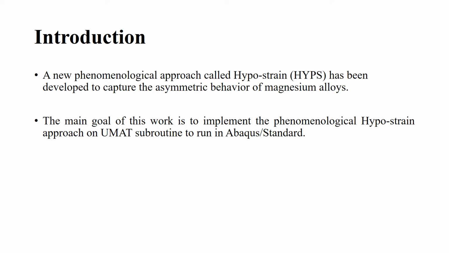In this sense, a new phenomenological approach, called Ipostrain, has been developed to capture the asymmetric behavior of magnesium alloys. One way to account for the unusual cyclic behavior of magnesium alloys with the commercial finite element packages is to implement an external subroutine that can update the material cyclic response. Therefore, the main goal of this work is to implement the phenomenological Ipostrain approach on an external subroutine to run on Abaqus Standard.